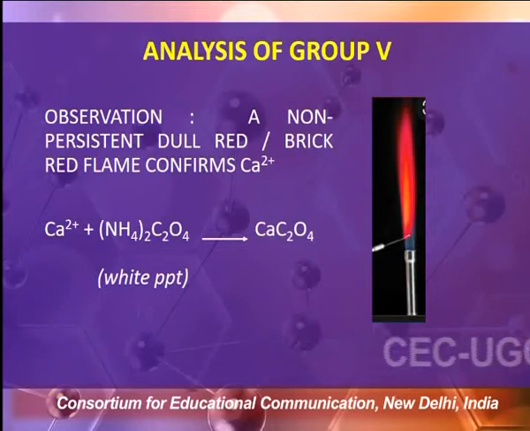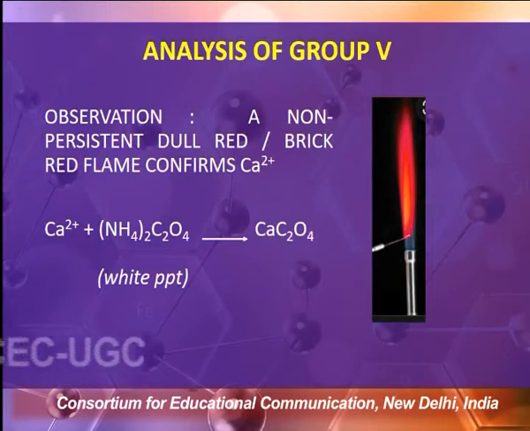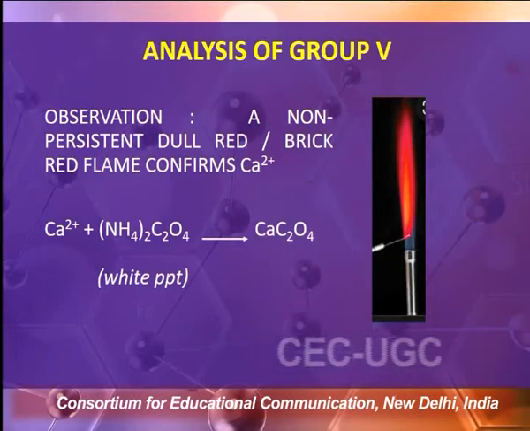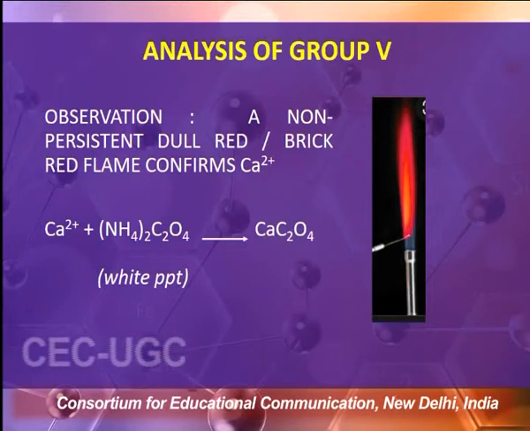So, the equation explaining this is: calcium ions react with ammonium oxalate to produce calcium oxalate white precipitate, and this white precipitate is used further for the confirmation of calcium ions by the flame test.